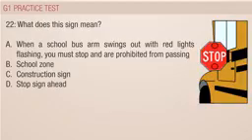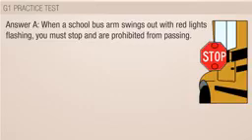Question 22. What does this sign mean? A. When a school bus arm swings out with red lights flashing, you must stop and are prohibited from passing. B. School zone. C. Construction sign. D. Stop sign ahead. Answer A. When a school bus arm swings out with red lights flashing, you must stop and are prohibited from passing.